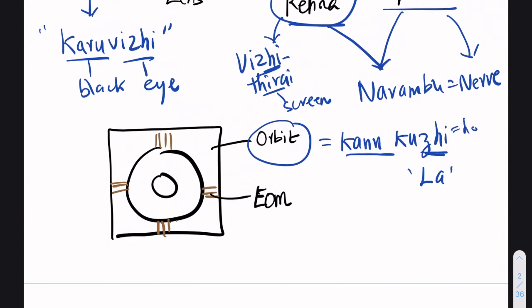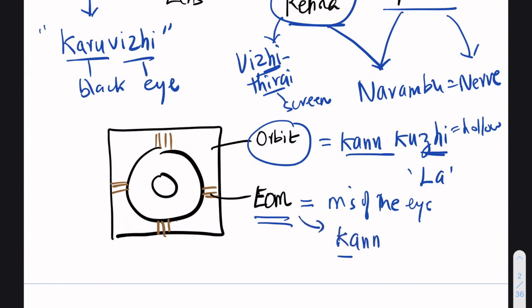Kuli means a hollow, so the orbit looks like a hollow, so it's a hollow of the eye, or the kan kuli is called orbit. Extraocular muscles, you can simply call it muscles of the eye, which is going to get translated into Tamil as kan tasai. As far as the extraocular muscles of the eye are concerned, we call it kan tasai. Kan means eye, tasai means muscle, kan tasai.